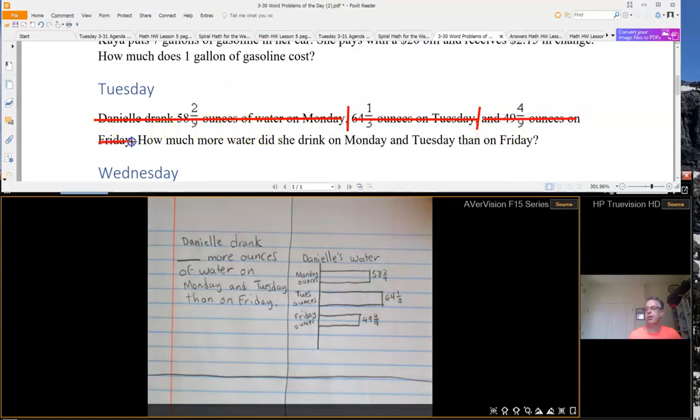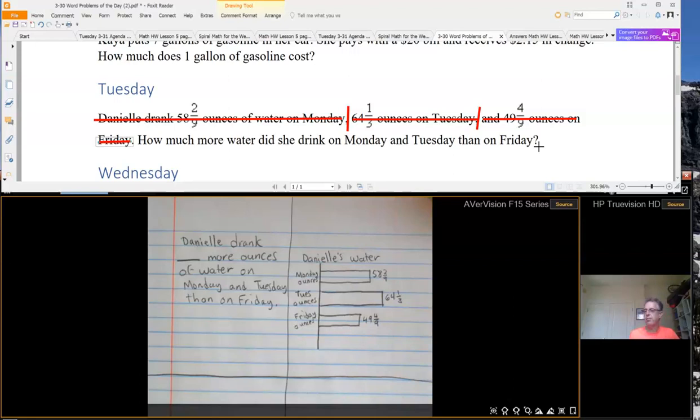Now I've still got some more words, so yes, I'm going to read them. How much more water did she drink on Monday? I'll stop right there because I see the word "and." It looks like there's going to be a little bit more to this, so I'm going to see the rest. How much more water did she drink on Monday and Tuesday than on Friday? And there's a question mark at the very end.